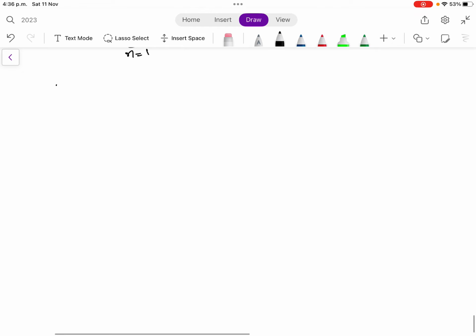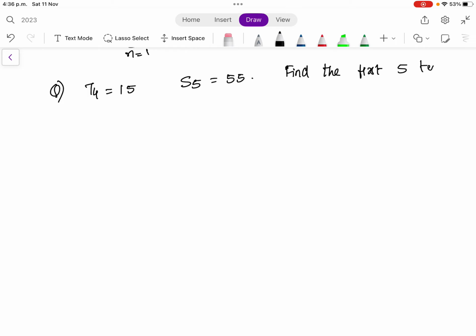Now there can be another question like T4 is equal to 15 and S5 is equal to 55. Find the first 5 terms. Okay, so if you get a question like this, so T4 is equal to 15 and S5 is equal to 55.